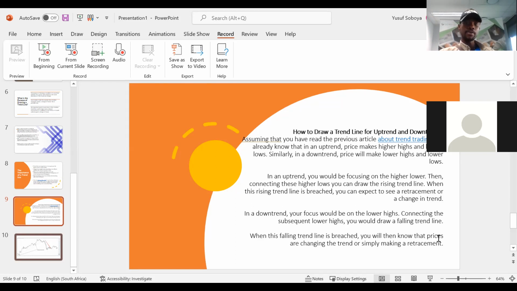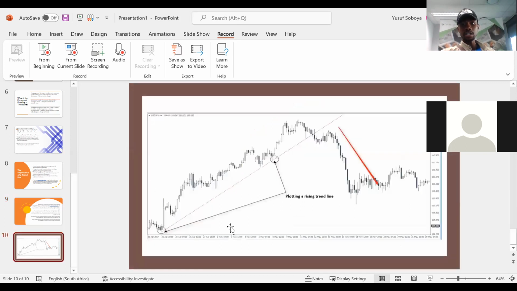In a downtrend, vice versa, your focus would be on the lower highs, connecting the subsequent lower highs. You would draw a falling trend line. When this falling trend line is breached, you will then know that the price is changing the trend or simply making a retracement on the market. So this is just a simple example.